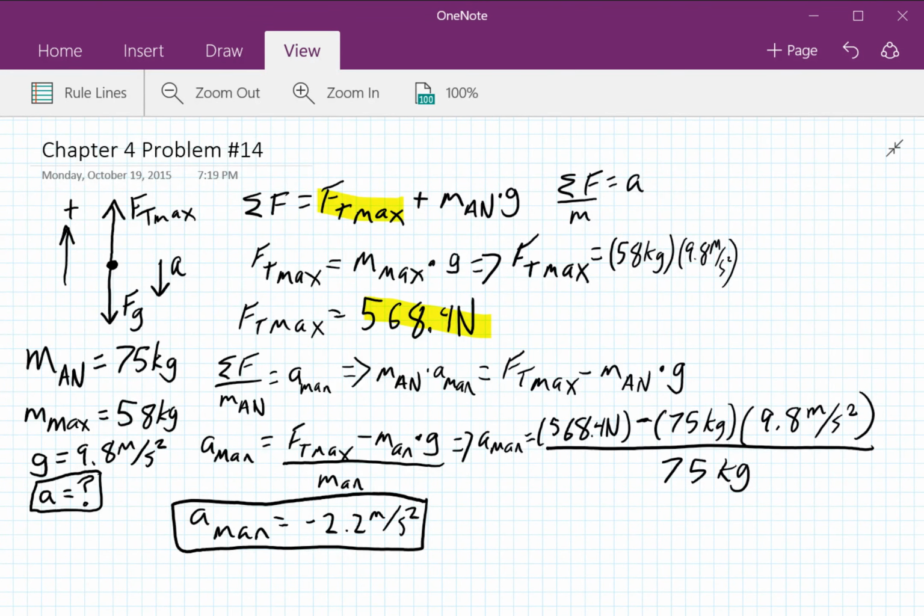To help you visualize this, it'd be as though he loosely holds onto the rope, and as he jumps off the building, his hands start to slowly let go of the rope more and more, until he's not touching the rope nearly as much as he was before, and he's accelerating down at a rate of negative, or down, 2.2 meters per second squared. So about a fifth of the acceleration of gravity.